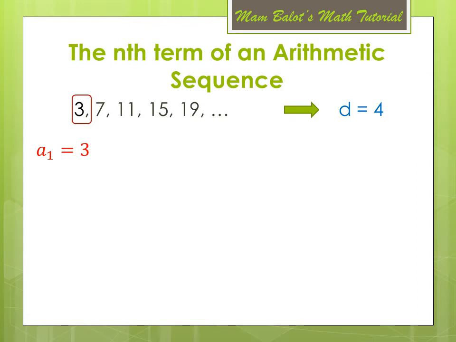The second term is equal to 7, which is actually equal to 3 plus 4, in which 3, if you observe, is our first term, and 4 is our common difference. So therefore, we can express the second term as the first term plus the common difference.